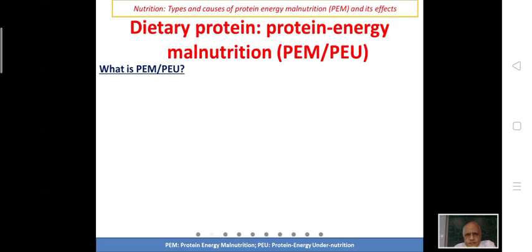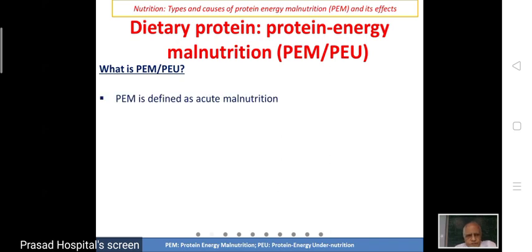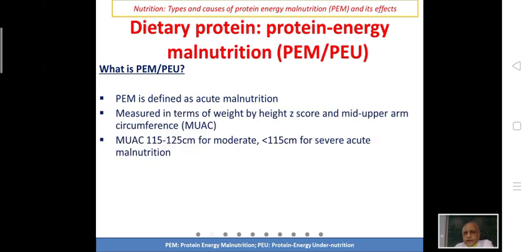Now we come to protein energy malnutrition or protein energy undernutrition, PEU or PEM. What is it? PEM is mostly defined as acute malnutrition. Protein energy malnutrition is an acute form of malnutrition and is measured in terms of weight by height, Z score. What is the height and what is the weight, and the relation between them is considered the procedure for measuring it.